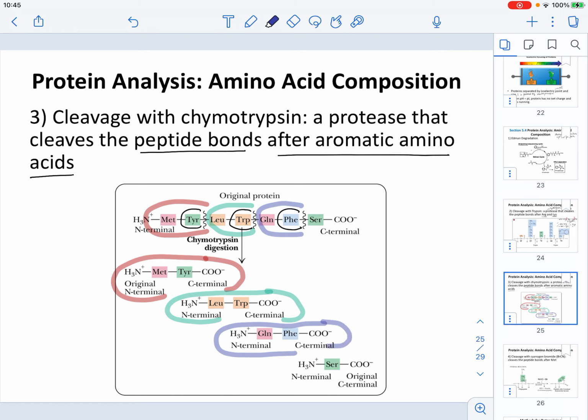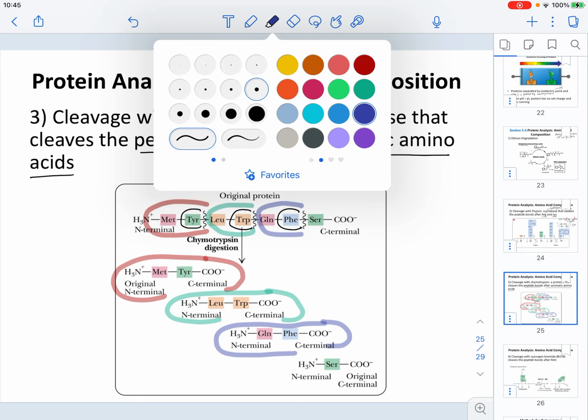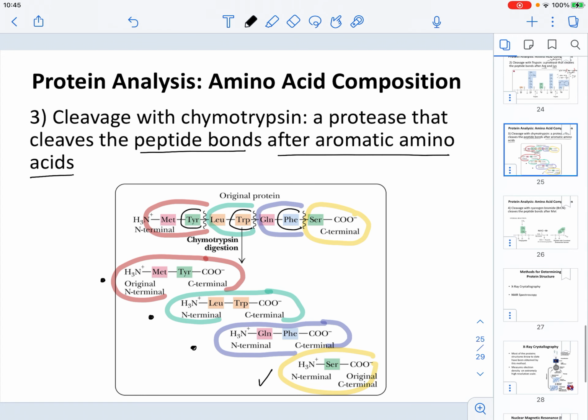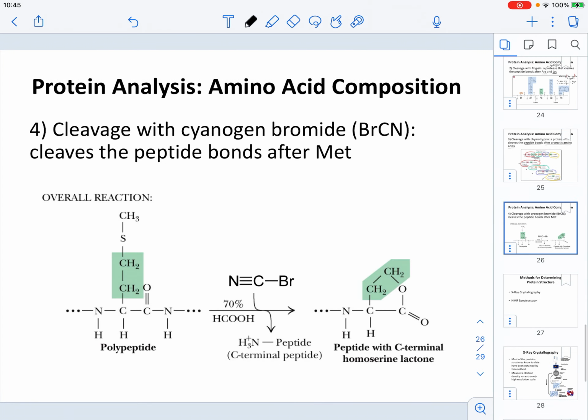And then let's say that the serine is the last part of the whole system, then we have serine by itself. So in this case, chymotrypsin is creating 1, 2, 3 peptides and a single amino acid. There's one more type of cleavage technique, but this is through chemical means.